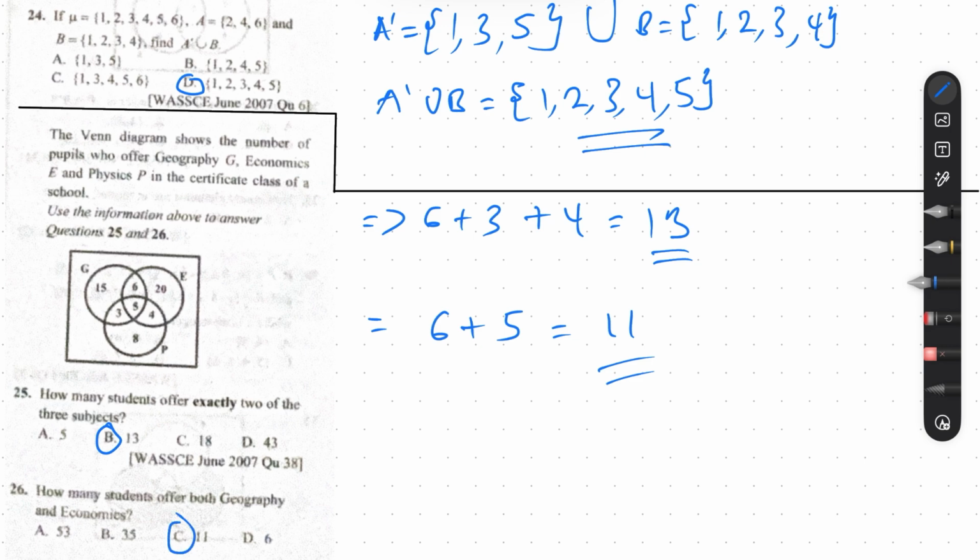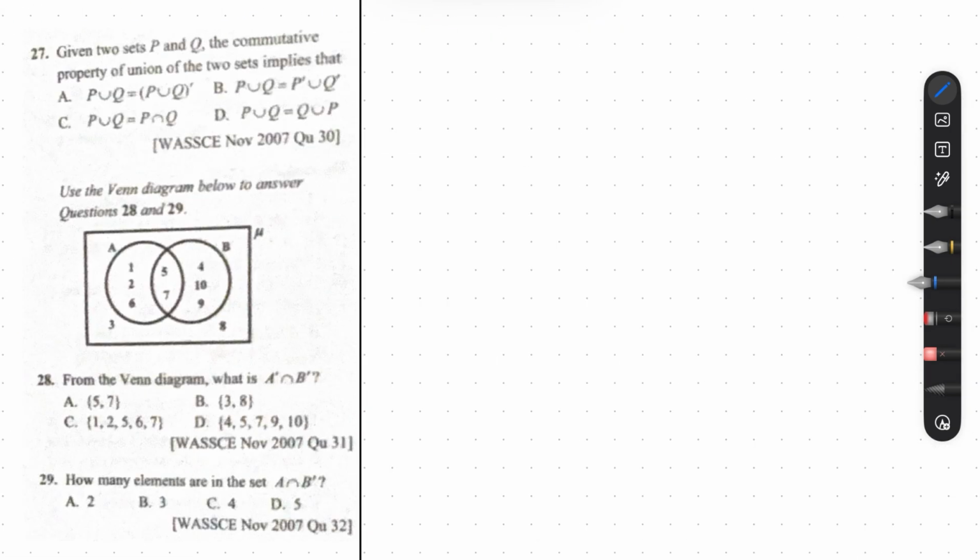Okay, let's move on to the next set of questions. Question 27 says, given two sets P and Q, the commutative property of union of the two sets implies what? What commutative property means is you can basically switch the position of each set and you still have the same thing on the union, right? So let's see which of the options give us that.